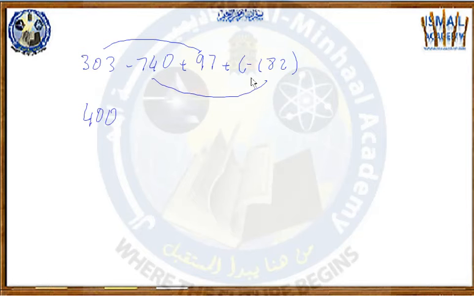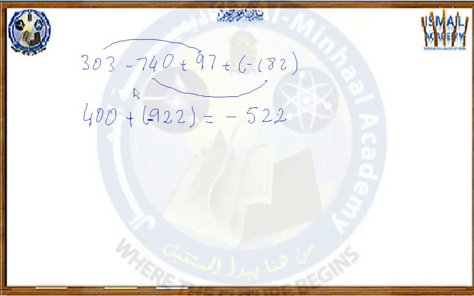When you add negative with negative, what are you going to have? Negative 740 and negative 182 gives negative 922. Then you subtract 400 from 922, which is equal to negative 522. Is that clear?